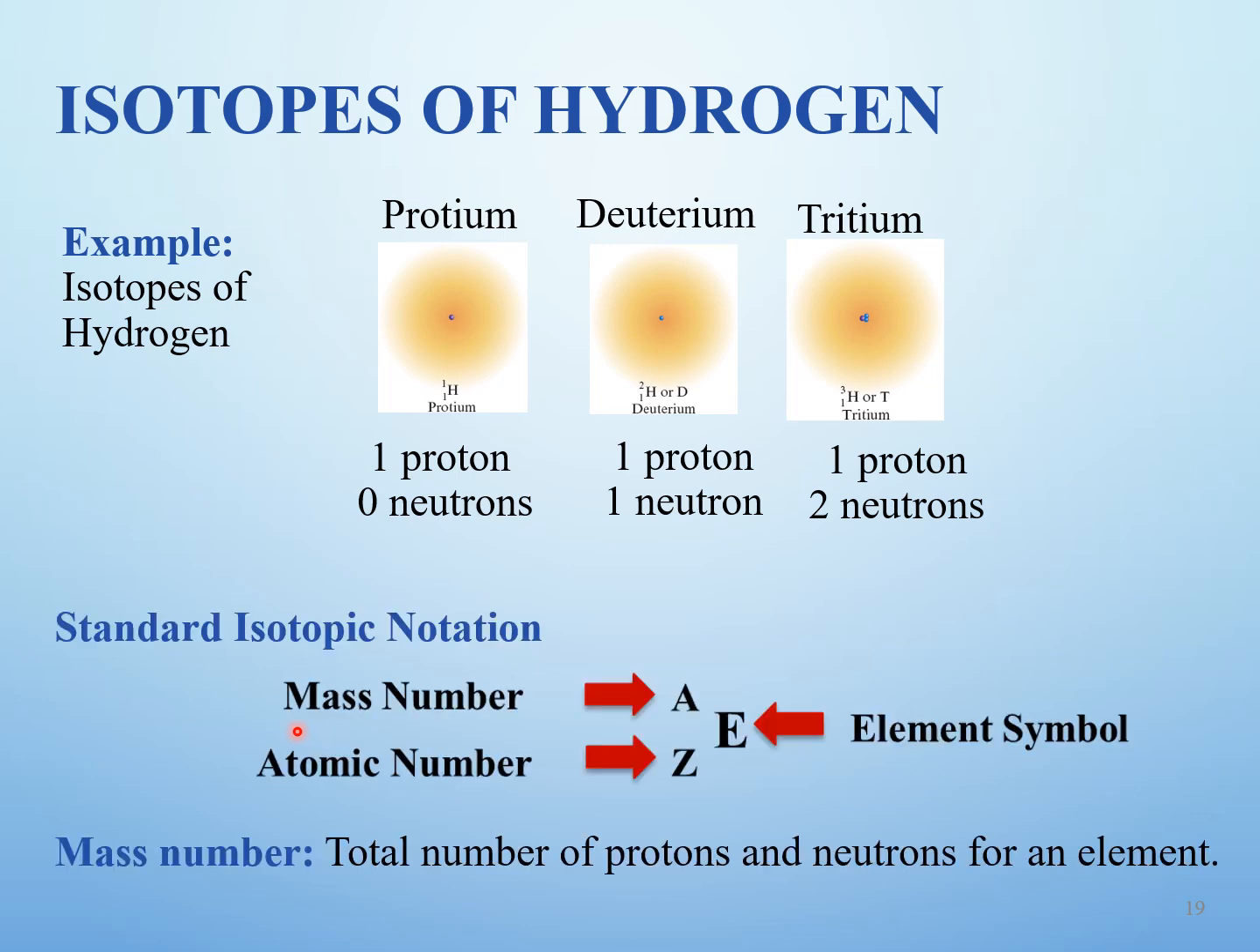So don't forget, the mass number, the bigger number, goes on the top, the atomic number is just the protons and goes on the bottom, and the symbol of the element goes on the right side. So on the top is the mass number, the big number. The bottom is the atomic number, which is just the protons. And remember, mass number is the number of protons and neutrons added together.